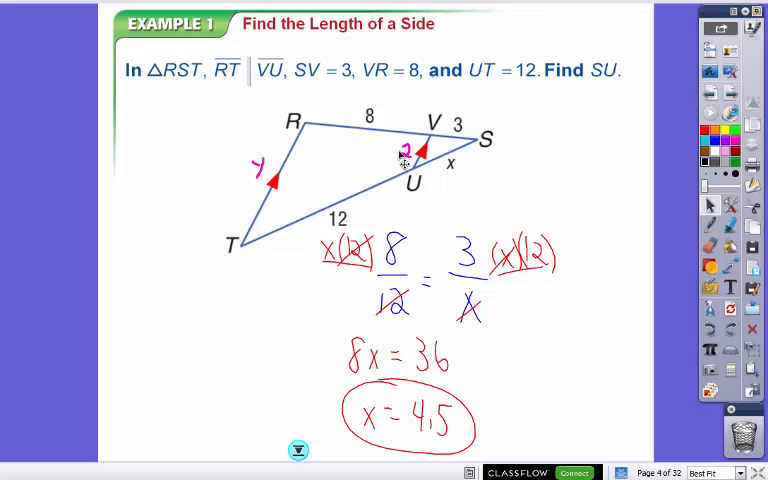So here on this problem, the 8 is across from the 12, the 3 is across from the x, and it's going across the shape, and here are my parallel lines cutting it. So I can just go 8 over 12, 3 over x. Cross multiply, and you're going to get an answer of 4.5.